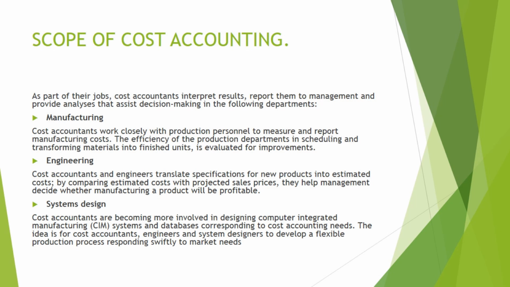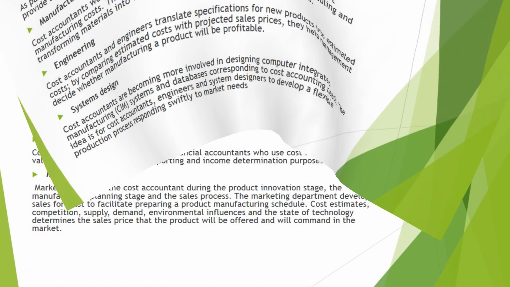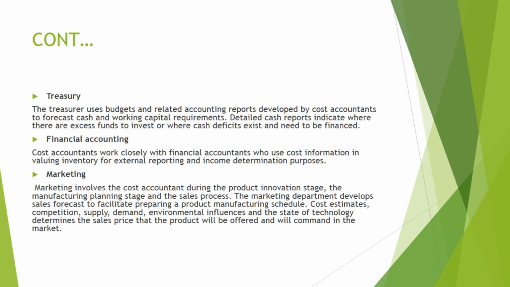Another department is engineering. Cost accountants and engineers translate specifications for new products into estimated costs. By comparing estimated costs with projected sales prices, they help management decide whether manufacturing a product will be profitable. Another department is system design. Cost accountants are becoming more involved in designing computer-integrated manufacturing systems and databases corresponding to cost accounting needs. The idea is for cost accountants, engineers, and system designers to develop a flexible production process responding swiftly to market needs.